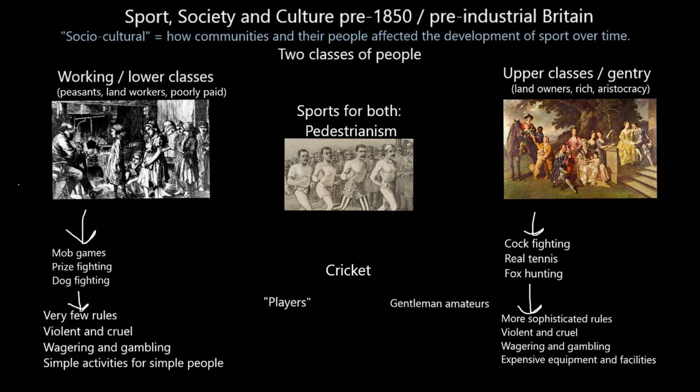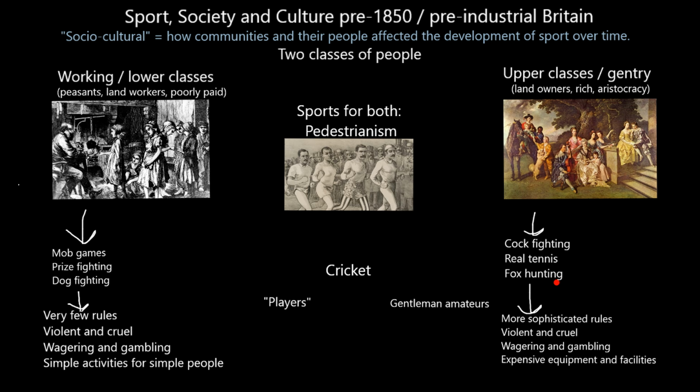Fox hunting, there aren't too many rules to it, but it's a little bit more sophisticated than dog fighting by comparison. But they're still violent and cruel. They're still wagering and gambling, but this time for vast sums of money, because these people are really, really rich. There's a lot of expensive equipment and facilities as well. If you're going to play real tennis, you need to dedicate an entire room in your house to it.